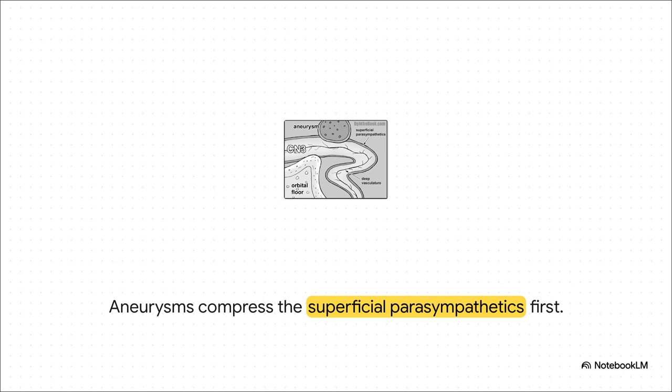So an external compression, like a ballooning aneurysm, crushes those superficial parasympathetic fibers first. That leaves the sympathetic dilatory tone totally unopposed, resulting in a blown pupil. Conversely, microvascular ischemia affects the deep core vessels first, completely sparing the superficial pupillary fibers. That mental model is exactly how you're going to nail this concept forever.